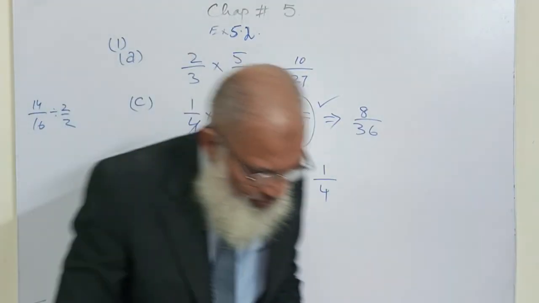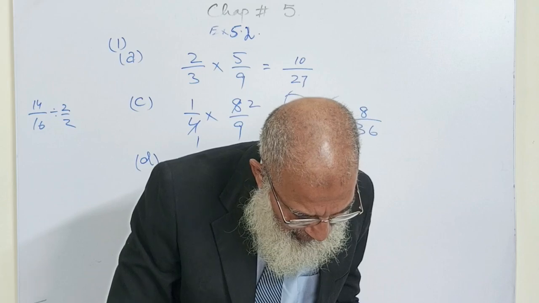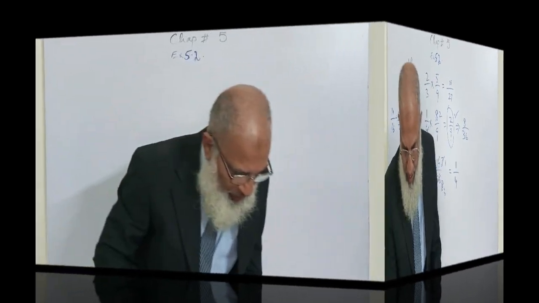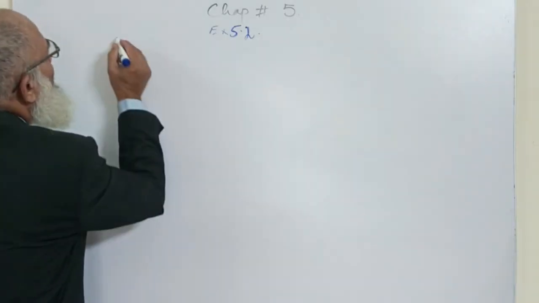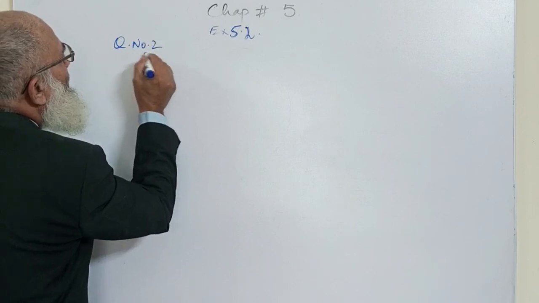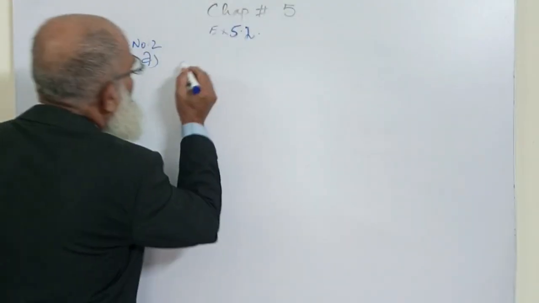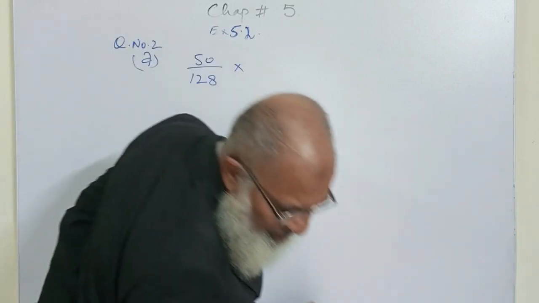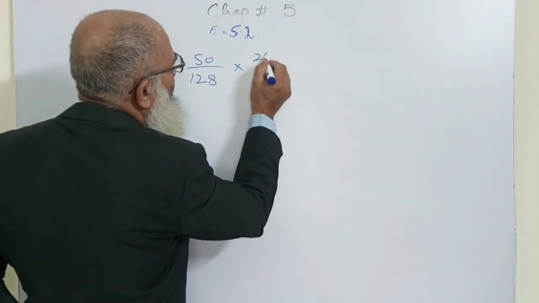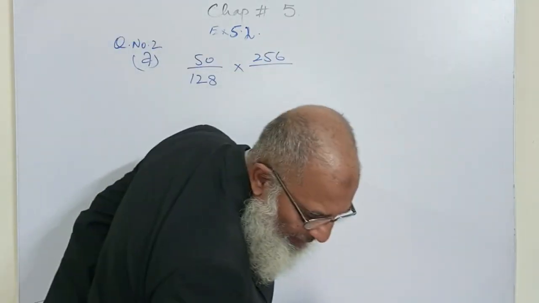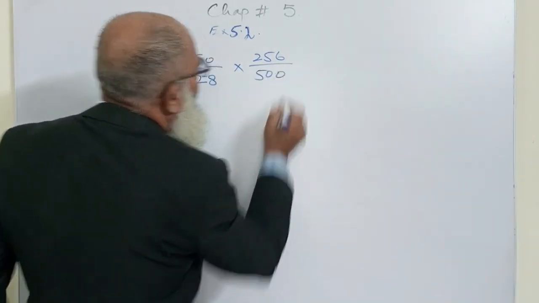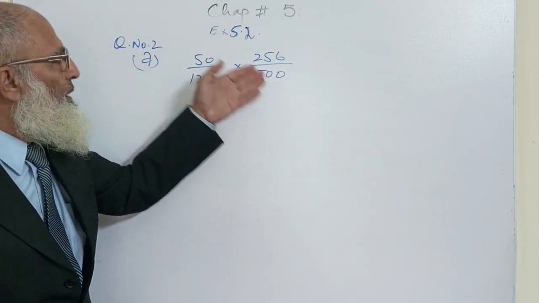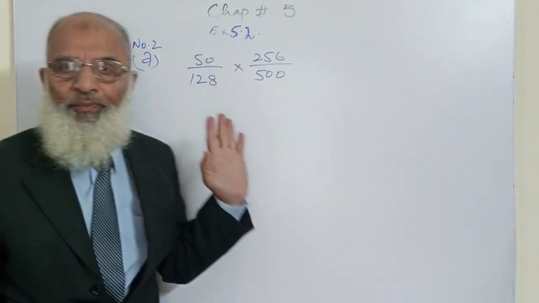Now question number 2. These are again evaluate the following. So question number 2 part A. 50 divided by 128, that is being multiplied with 256 divided by 500. Now you see that all of the numbers are divisible by 2.